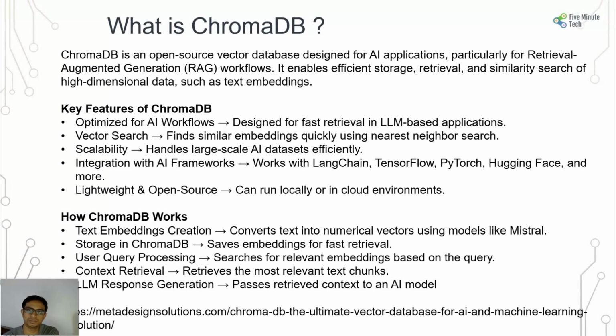Now, how does ChromaDB work? It starts with text embedding creation. Storage in ChromaDB saves the embeddings for fast retrieval. Now, user query processing searches for relevant embeddings based on the query, and contextual retrieval retrieves the most relevant text chunk. Then LLM response generation passes the retrieved context to the AI model and gets the output for the user.